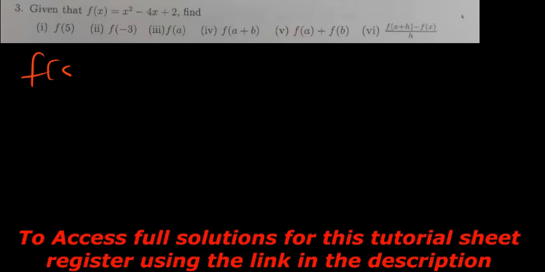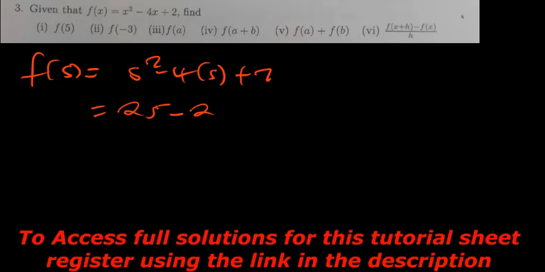Let's now go to question 3. So what is question 3 telling us? Given that f of x is equal to x to the power 2 minus 4x plus 2, find f of 5. You know, this is something that is not difficult. When you say find f of 5, where there is x, put 5. So 5 squared minus 4 times 5, then plus 2. 5 squared is 25. 4 times 5 is 20, plus 2. 25 minus 20 is 5. 5 plus 2 is 7. Done. Do the same for part 2. Where there is x, put negative 3, find the answer.